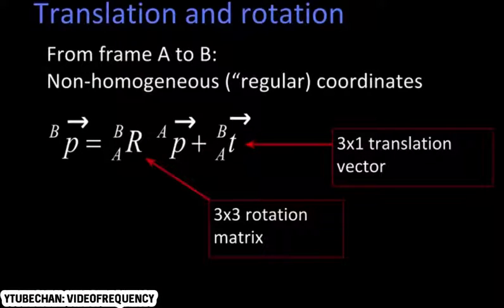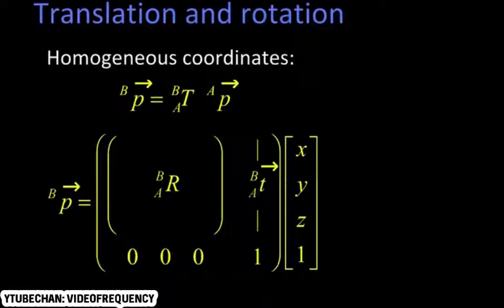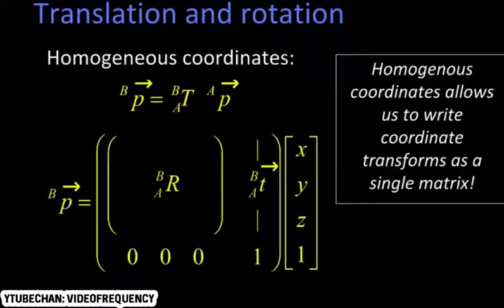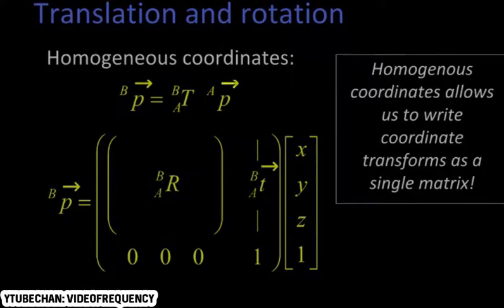From frame A to B, to express this in non-homogeneous or regular coordinates, we take the location of some point P in the A frame, we rotate it, and then we translate it. In homogeneous coordinates, we write it as this single matrix, where the matrix has the rotation matrix in the top left, and the translation vector located here in the right-hand column. And the key is that homogeneous coordinates allow us to write these coordinate transforms as a single matrix. But I've said that 4 times already, so you're saying, get on with it already.